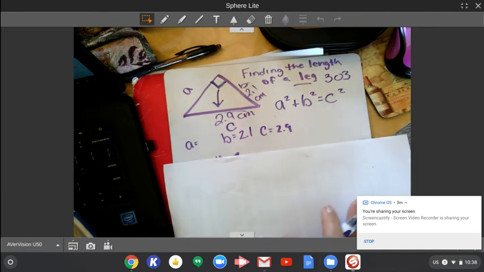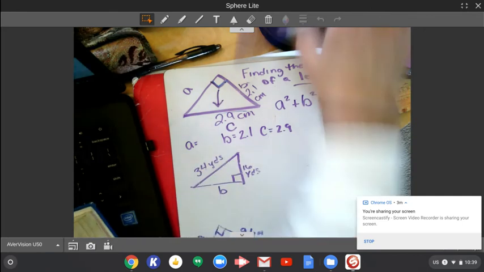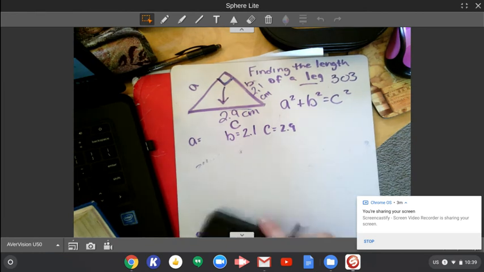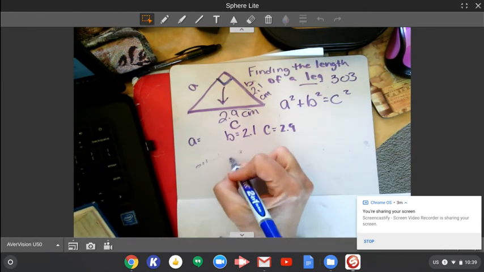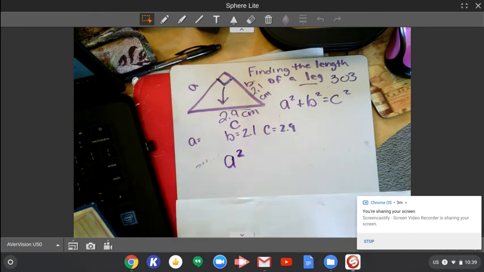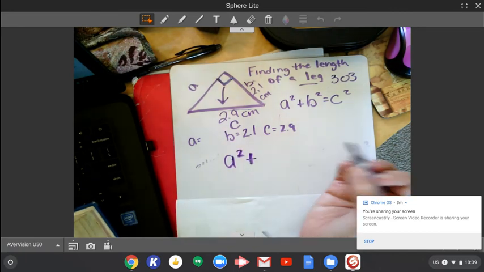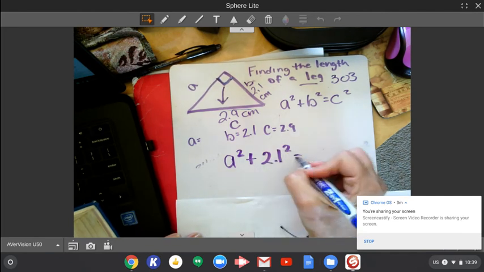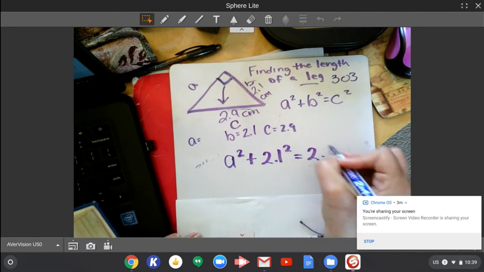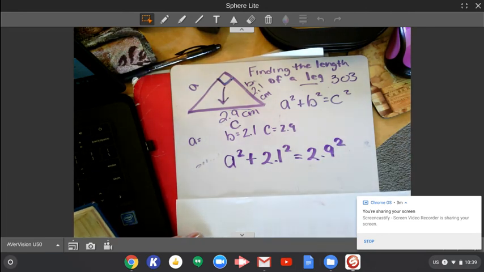Now we are going to solve using the Pythagorean theorem. Let me erase this so I have more space. Here we go. A, I don't know what it is, so I just write A squared. I'm going to use the formula, filling in the information given: B squared, C squared. You're squaring because you're finding the squares of each side, and then you're going to find the missing lengths.